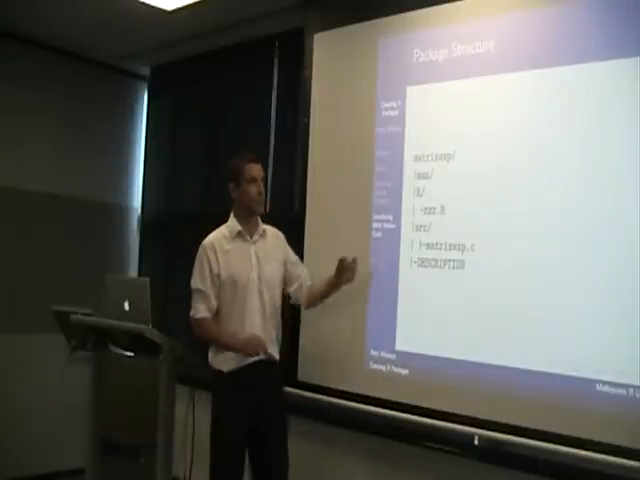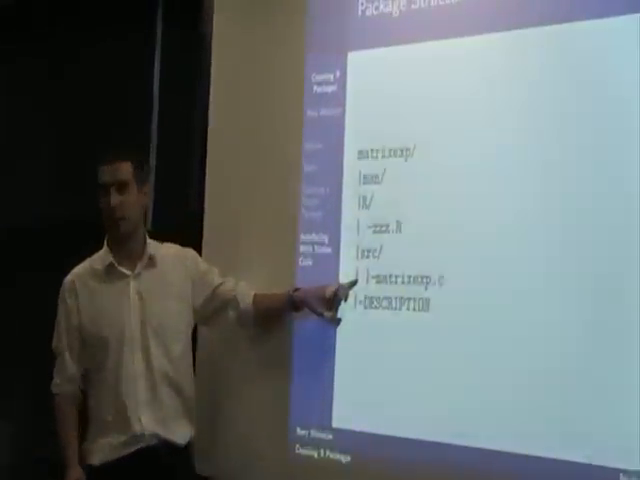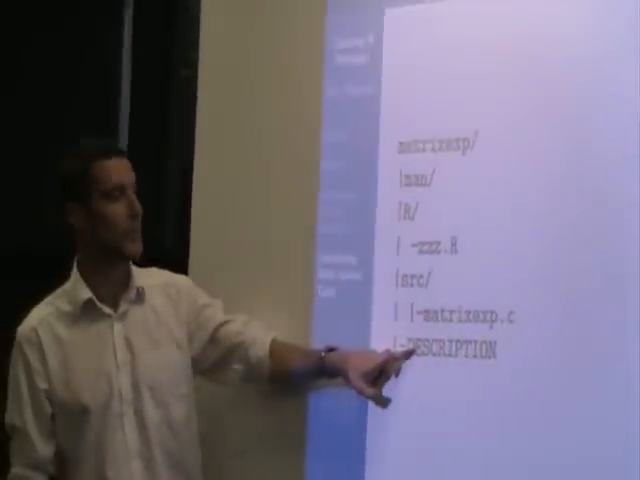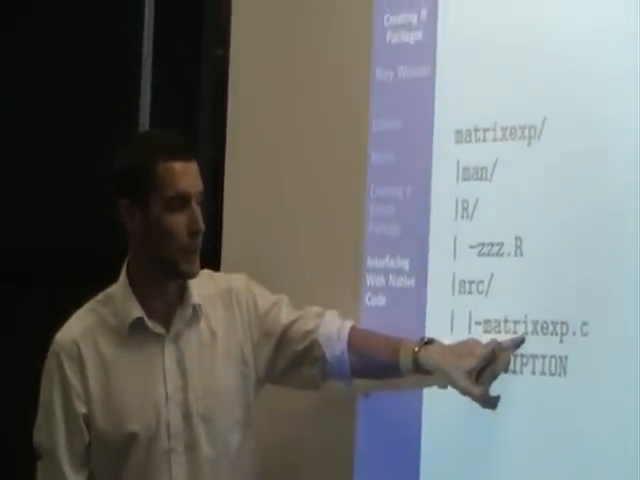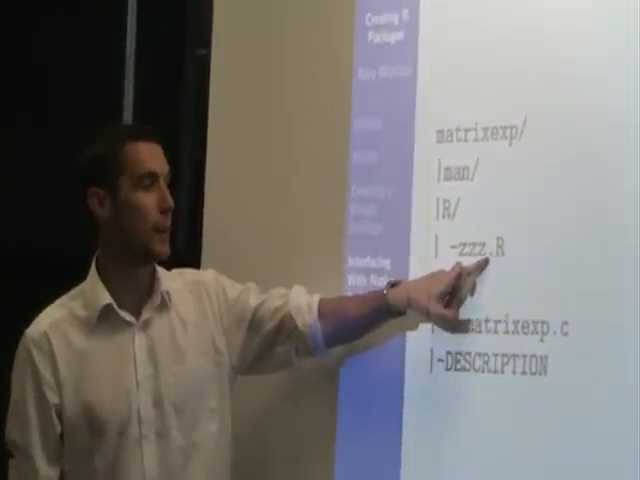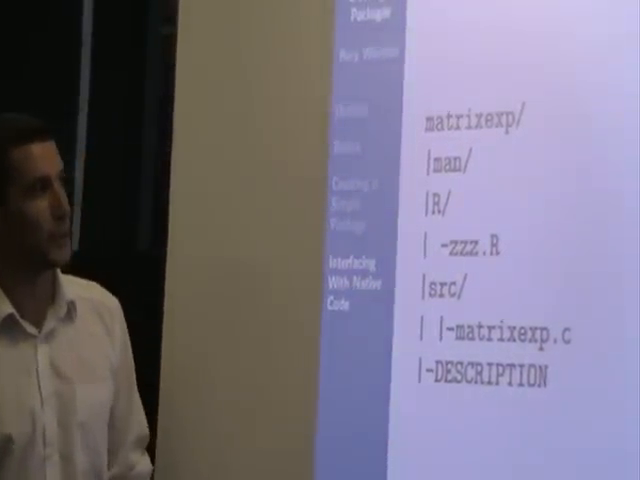Just to show you this package, this is the package structure for this example. I have virtually nothing in this package. I've got a description. I took all the help out because I couldn't be bothered. And then I've got a C file, which has that function I just showed you in there. And I've got that magic zzz.R file, which makes sure everything's loaded.